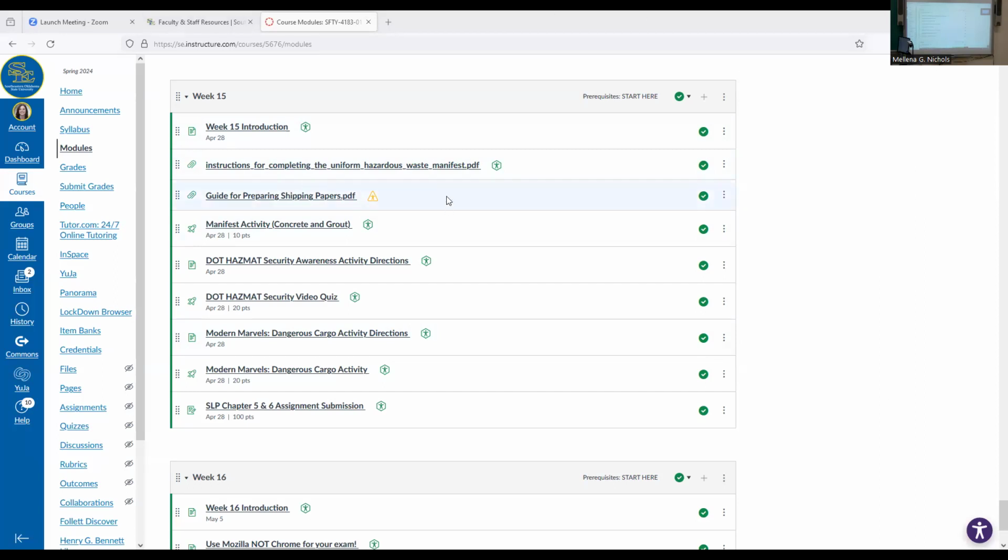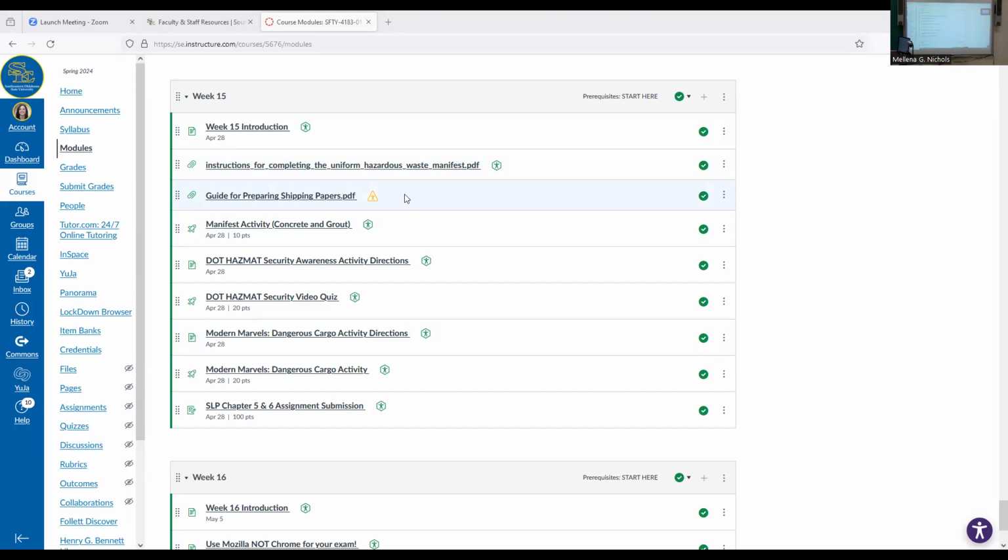We've got the instructions for completing the Uniform Hazardous Waste Manifest, which is the hard copy that I gave you guys as well. And then the guide for preparing shipping papers. Like I told you the other day in class, it's almost exactly the same. You're going to use the same kind of codes, and put the information in the same order. The difference is shipping papers are for raw materials that are leaving your facility to go somewhere, where a manifest is only for waste materials that are going somewhere.